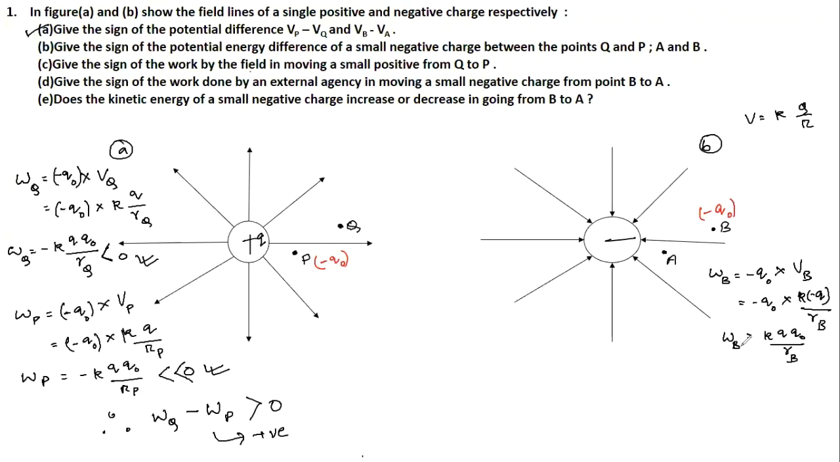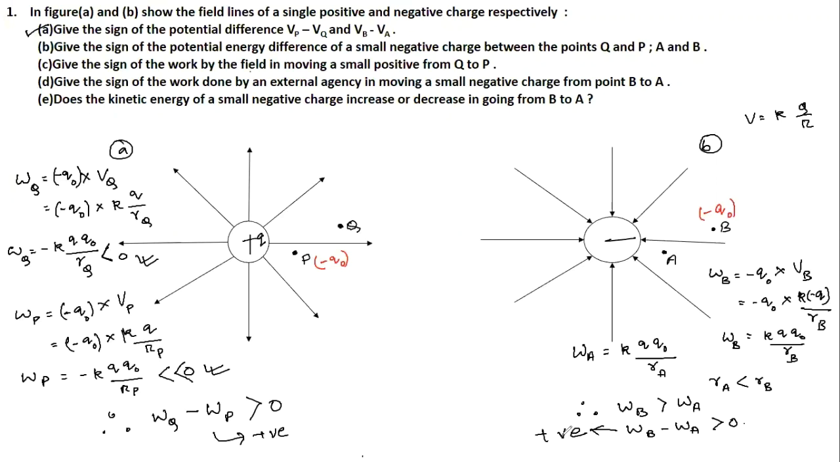This is the work done in bringing a test charge minus Q naught from infinity to point B. Similarly, we find the work done at A, which is K Q Q naught by R suffix A. Since R suffix A is less than R suffix B, the work done for B is greater than the work done for A. When you find the potential difference between these two, it will be greater than 0, that is, it is again positive.